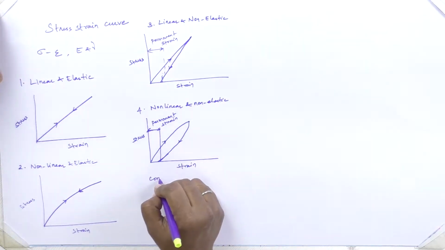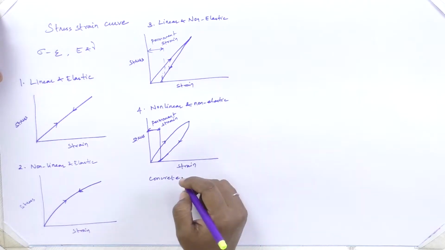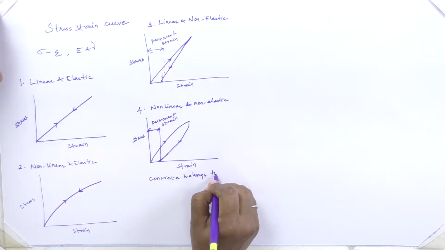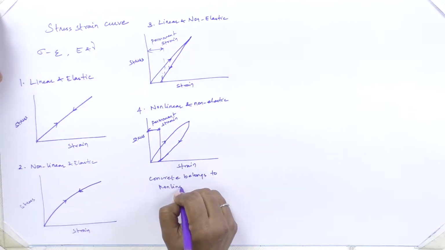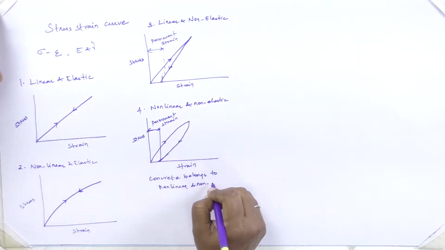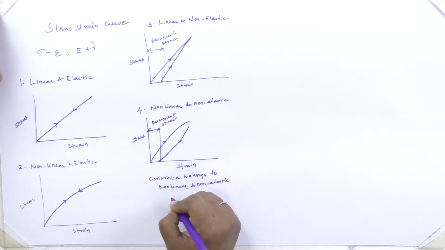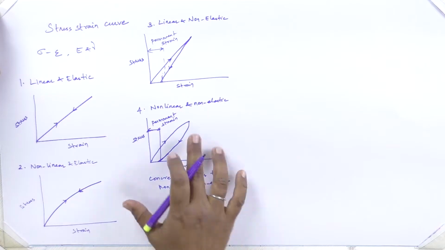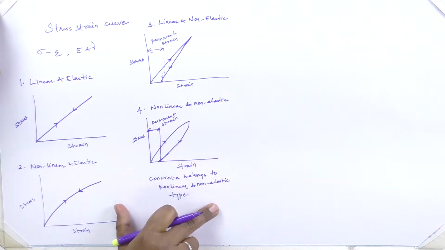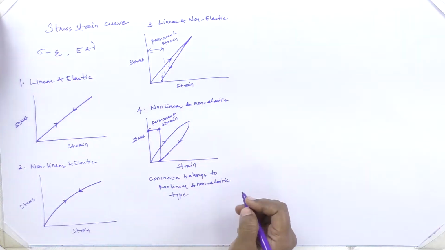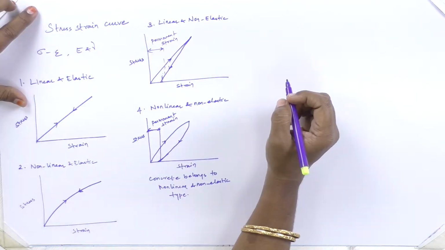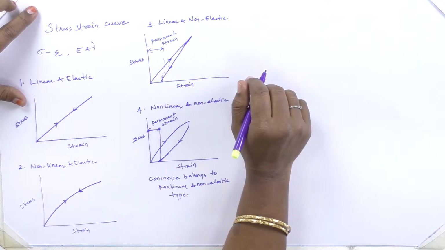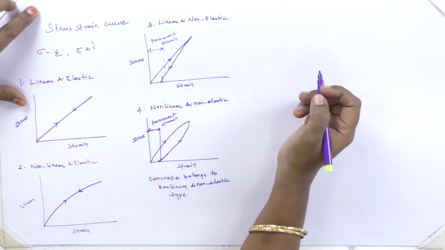And concrete belongs to the non-linear and non-elastic type. Concrete belongs to this fourth category, that is non-linear and non-elastic type. For concrete, modulus of elasticity can be determined in different ways.